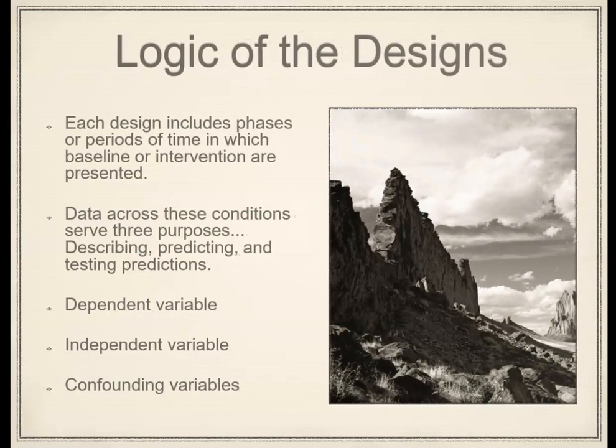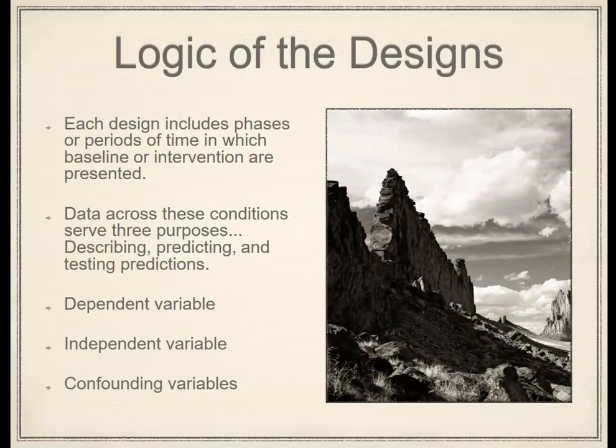So the logic of these designs is that each design includes phases or periods of time in which baseline or intervention are presented. Data across these conditions serve 3 purposes: description, prediction, and testing predictions, or showing control with those tests. You should remember the dependent variable is your target behavior. That changes when the independent variable is in place or not. And any confounding variables obscure those findings, perhaps indicating alternate explanations of those changes.